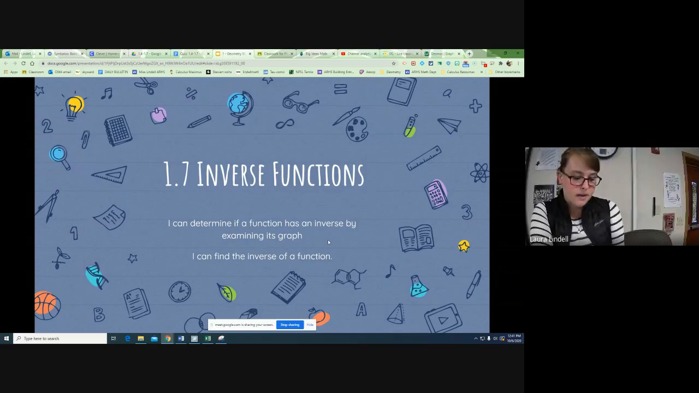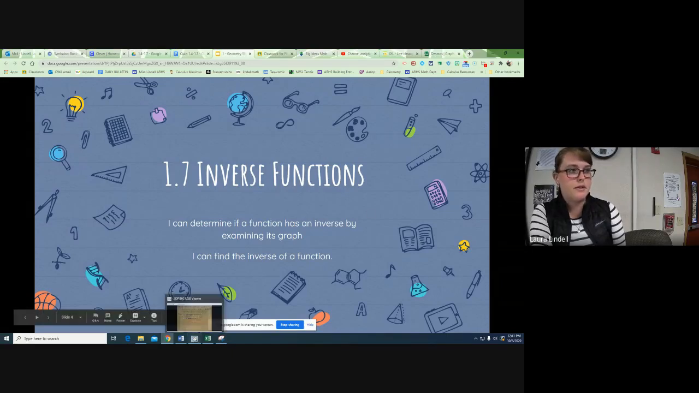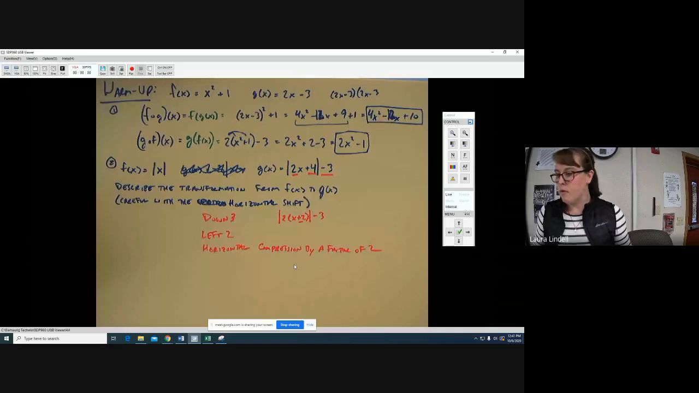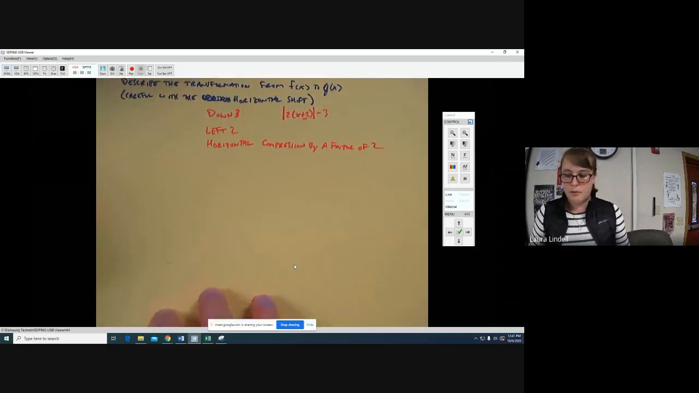We're going to talk a little bit more about the domain of an inverse. Okay, so grab your notes if you don't have them out already from the warm-up. And here we go.